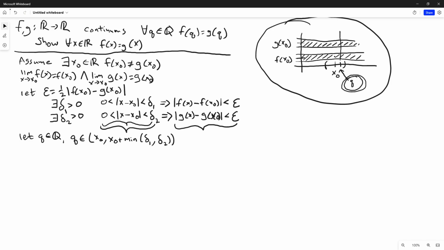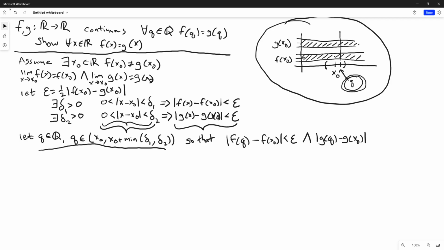So we're choosing this rational q from this interval so that the absolute value of f of q minus f of x0 is less than epsilon, and the absolute value of g of q minus g of x0 is less than epsilon.